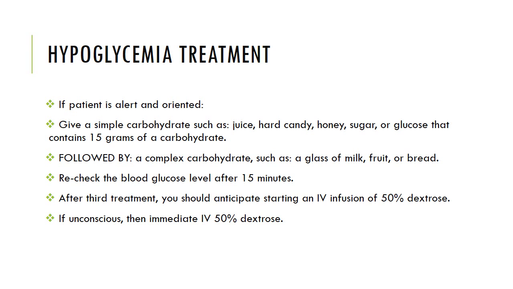Going back to hypoglycemia, treatment for this would include, if the patient is alert and oriented, you're going to give them a simple carb such as juice, hard candy, honey, sugar, or glucose that contains 15 grams of a carb, followed by a complex carb such as a glass of milk, fruit, or bread. Then you want to recheck the blood glucose level after 15 minutes.